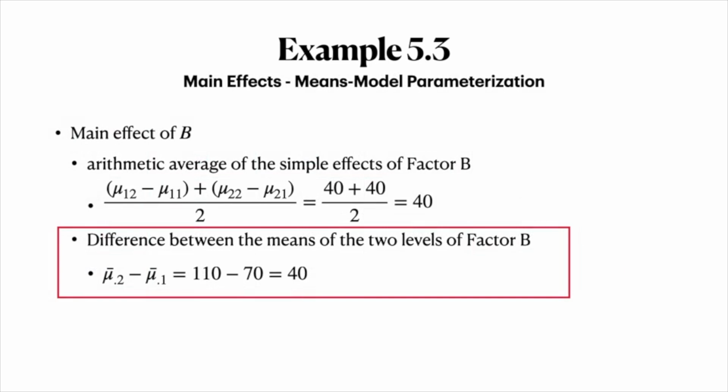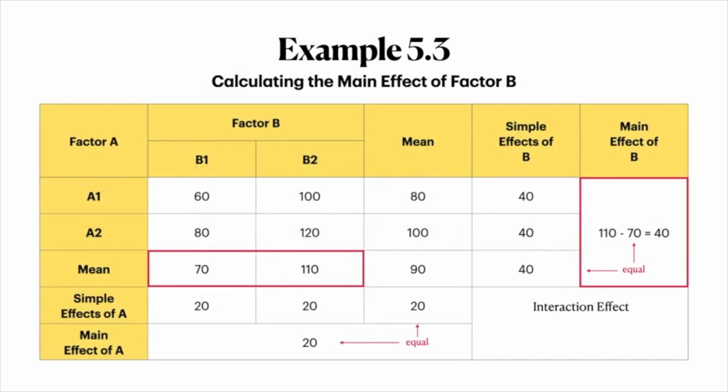And then we'll also calculate it as the difference between the means of the two levels of factor B. So mu bar dot 2 minus mu bar dot 1, 110 minus 70, or 40. And we're going to put the result in that far right column, taking the difference between the mean of B2 and the mean of B1 in the table, so 110 minus 70, and so we get 40. Again, we see that both methods of calculation for the main effect of B give us the same value, as they ought to.